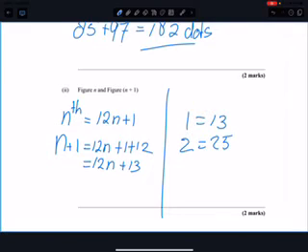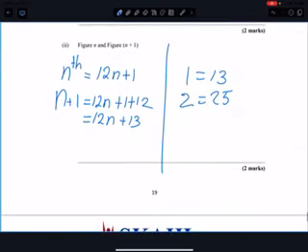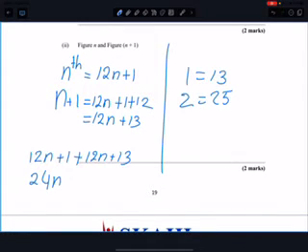12n plus 13. And what are they saying? Add n plus n plus 1. So what do you need to do? Just add them together. 12n plus 1 plus 12n plus 13. That's what you need to do. And count them together. What does it become? 24n plus 14. That's your answer. That's it. That's your answer. 24n plus 14.